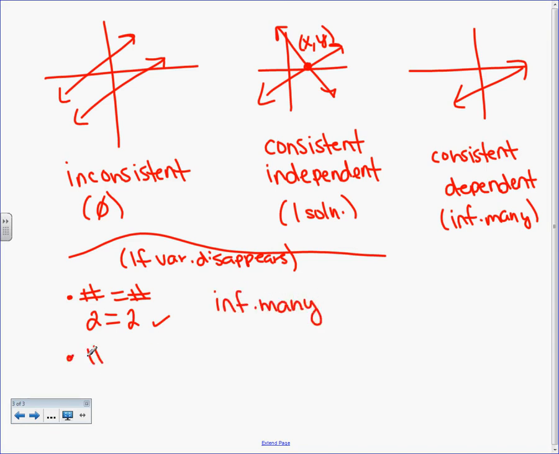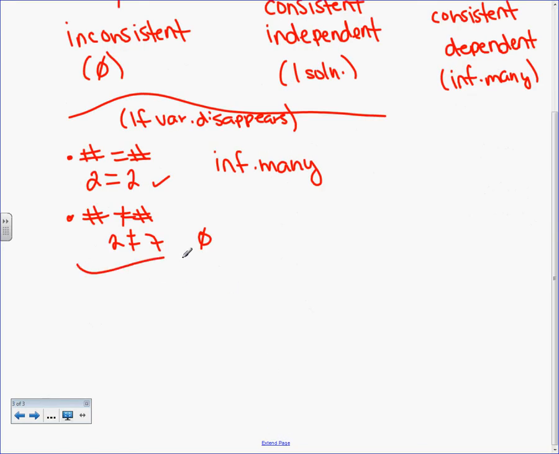If you get a number not equal to a number, like 2 equals 7, that's obviously not true, then you got no solution. This only happens if the variables go away, okay? So if the x and the y both go away, it's either infinitely many or it's no solution. Stop me if you're confused at all. I'm hoping that some of this is coming back to you by now, though. Okay. And then one more thing at the bottom.